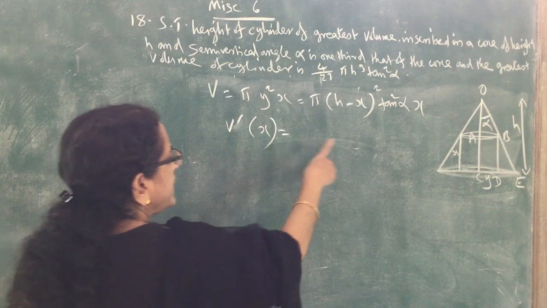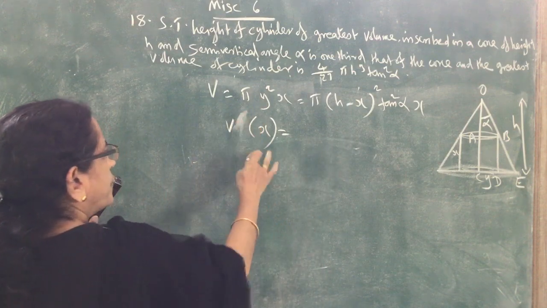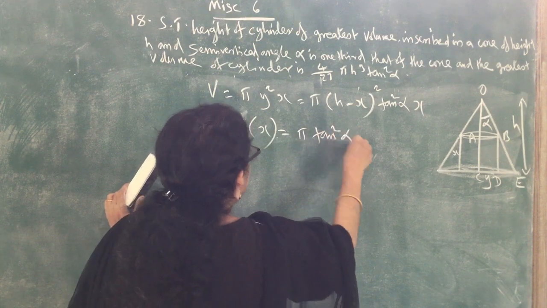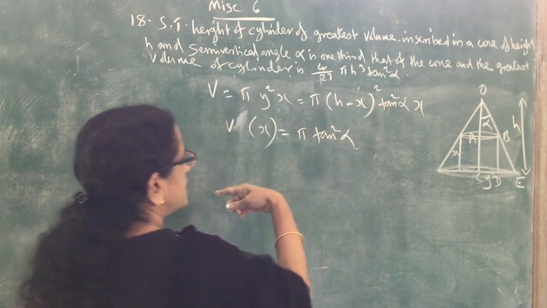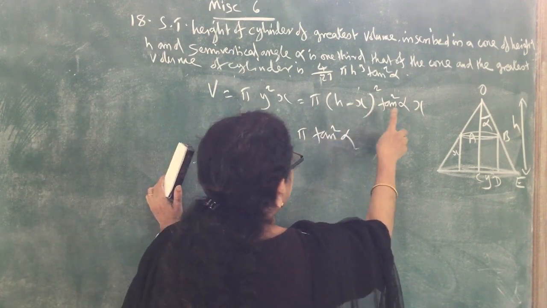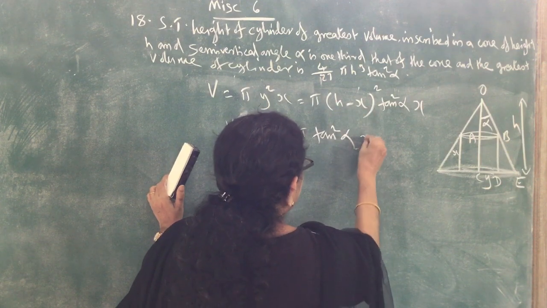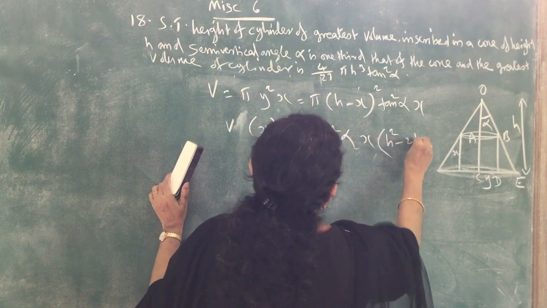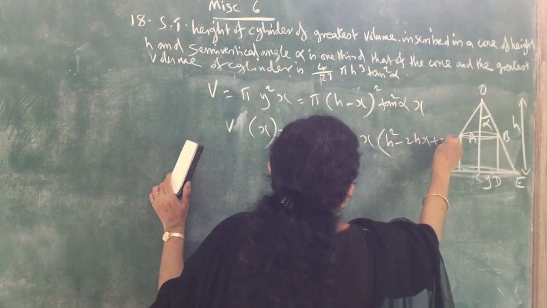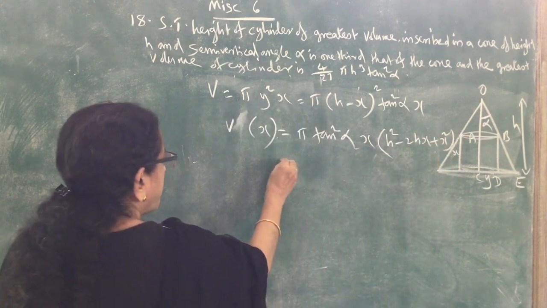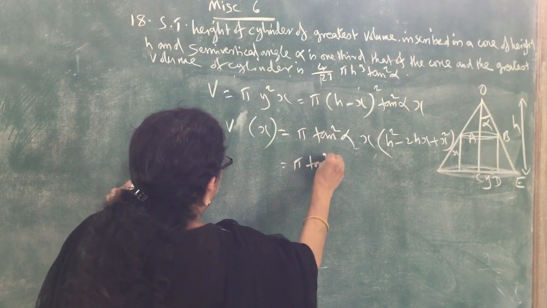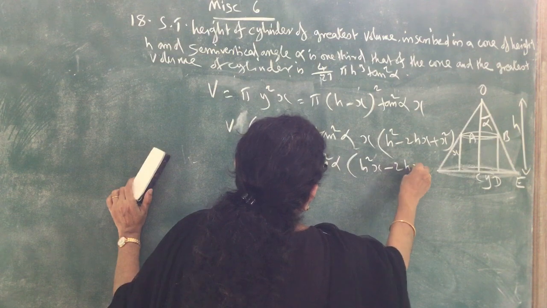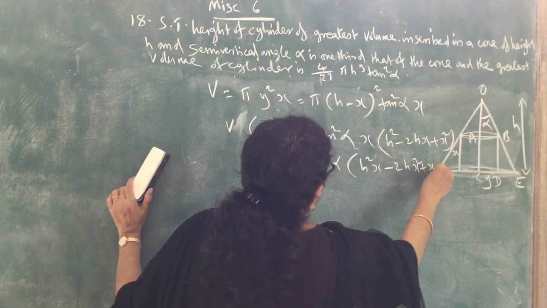First we simplify. V of x equals pi tan square alpha, which is constant, times the remaining x into (h minus x) whole square, that is h square minus 2hx plus x square. That is pi into tan square alpha into (h square x minus 2h x square plus x cube).